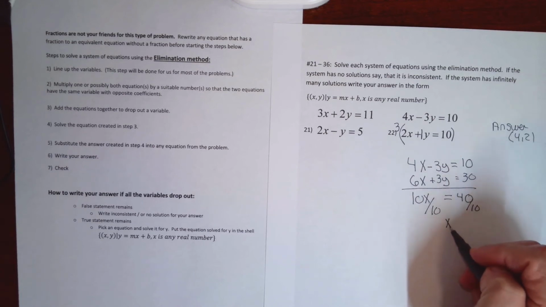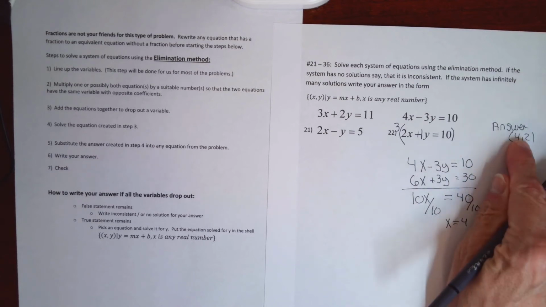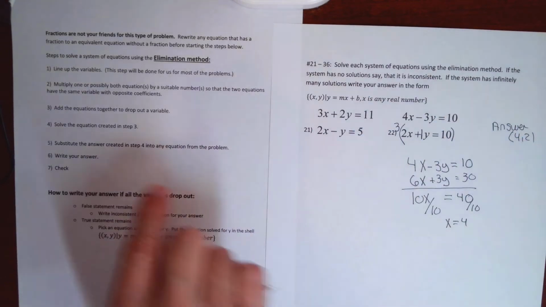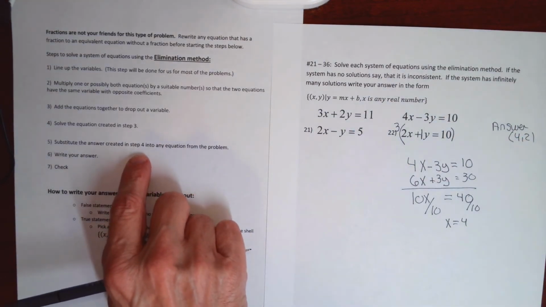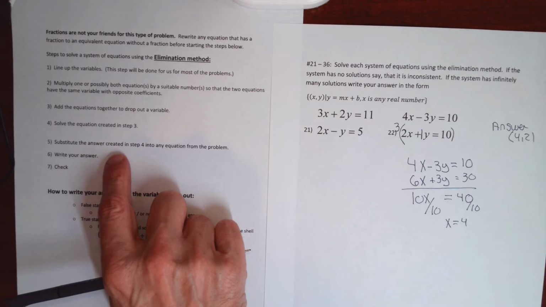That gives me x equal to 4. I had written down that answer already. Now, step 5, this is the bad part of this. I have to use substitution to get the other variable, and I have too much freedom.